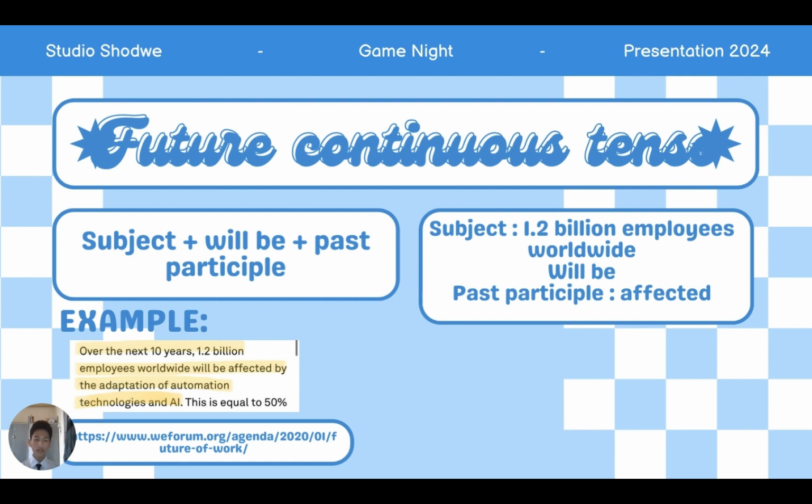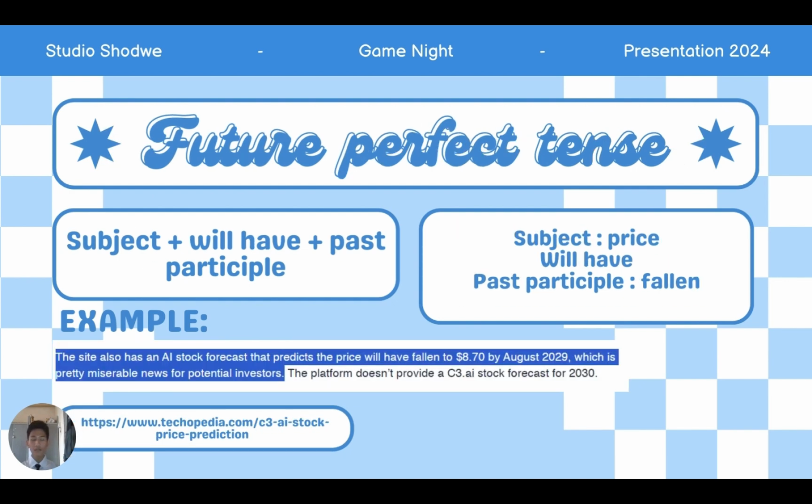Okay, next is future perfect tense. The formula is subject plus will have plus past participle. For example: the site also has an AI stock forecast that predicts the price will have fallen to $8.70 by August 2029, which is pretty miserable news for potential investors. The subject here is price plus will have, and the past participle is fallen.